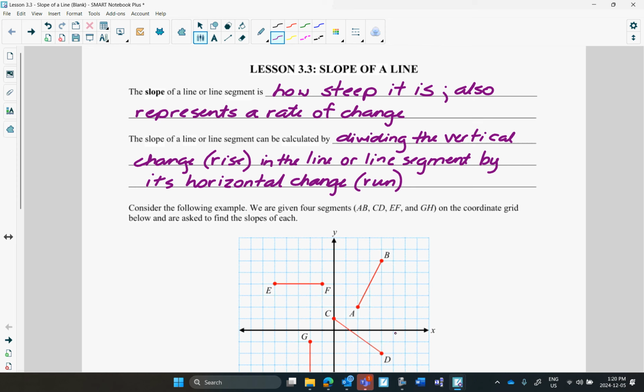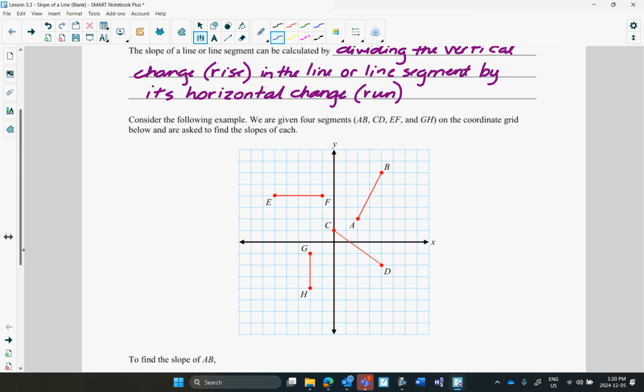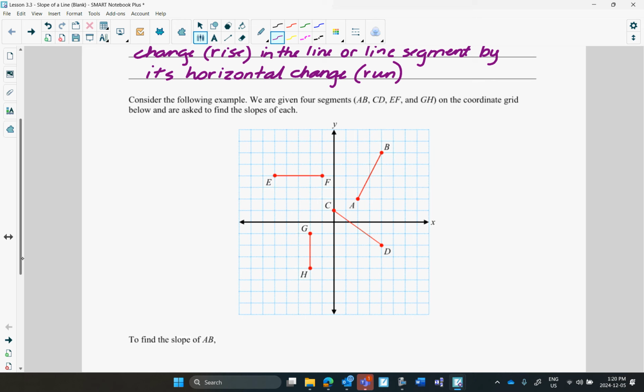And the direction that it rises or runs is also important because some slopes can be negative and some slopes can be positive. Some slopes can be zero and some slopes don't exist. So let's look at 4 different line segments. We've got one that's slanted and it goes up and to the right. We've got one that's slanted that goes down and to the right. We've got a horizontal one. We've got a vertical one.